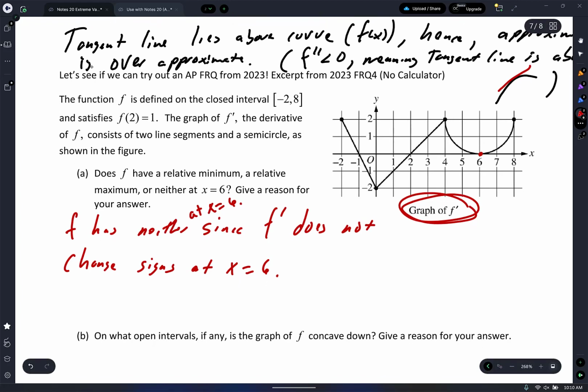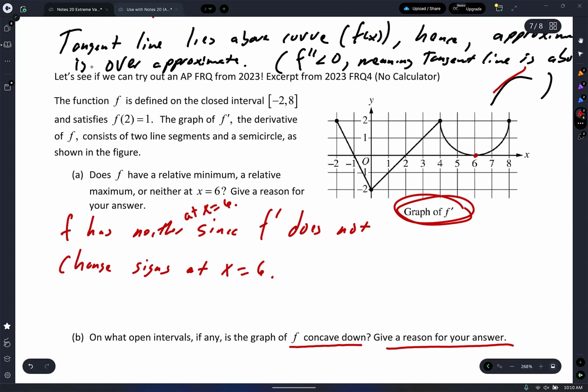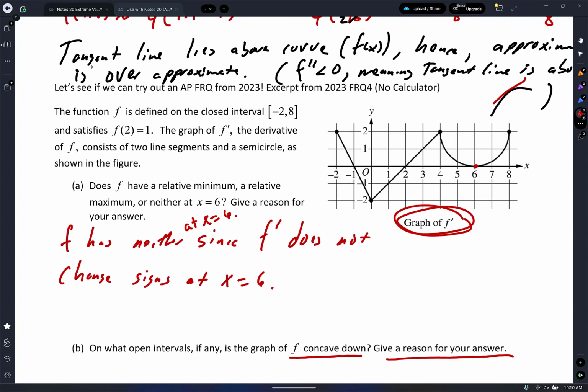Yes. Okay, look at letter B. What open intervals, if any, is the graph of f concave down? Give a reason for your answer. So it wants f, not f prime. So where is f concave down? Where f prime is decreasing or where f prime is negative.